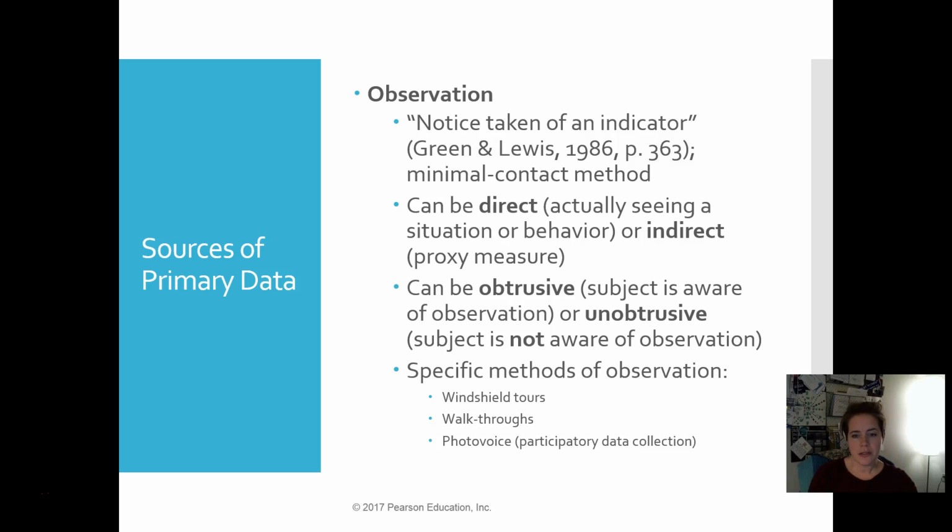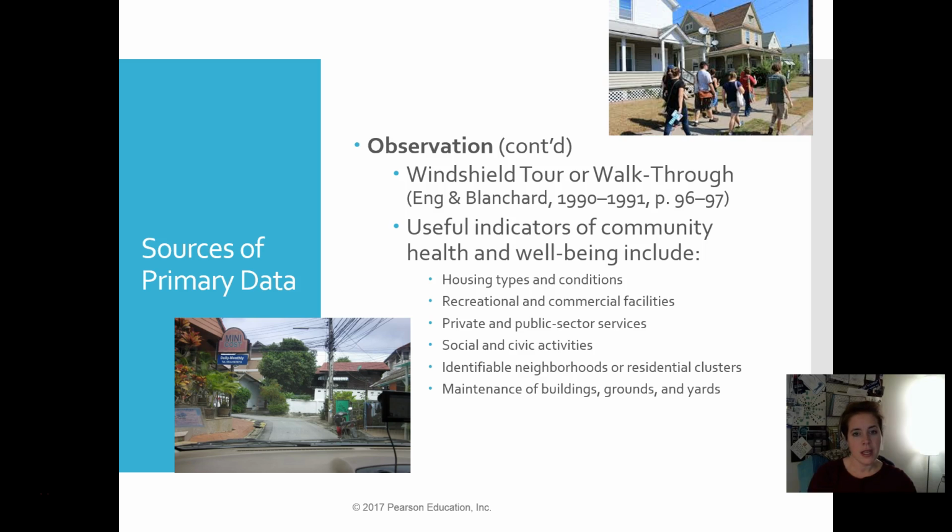So there's different ways to observe. You can be direct or indirect, meaning it can be something that you're really concretely observing, like a particular situation or behavior, or it can be an indirect measure or observation of something that is indicative of something else. It can be obtrusive or unobtrusive, so the observers can be aware or they can be unaware of the observation. There's a couple different methods that are often used. The windshield tour is one of them. Windshield tour or walkthrough are similar ideas, just one's in a car and one's on your feet.